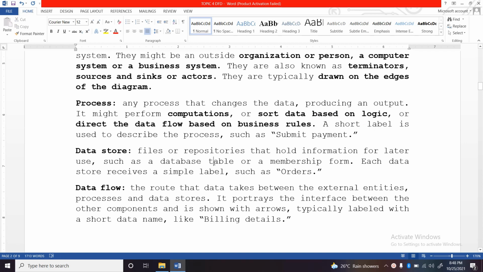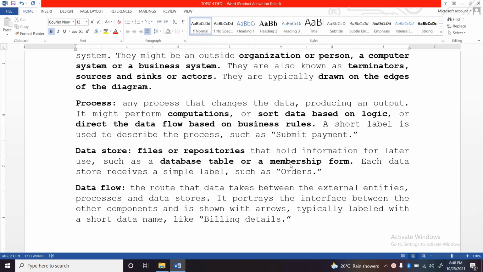Okay? And then we also have the data store, which are files or repositories. So may I just highlight this one? These are files or repositories that hold information for later use, such as database table or membership form. But basically, the usual thing that we put on our data store are those database tables. So for example, we will have TBL student, or TBL teacher, TBL employee. Those are the repositories, or what we call the databases that we use on our system.